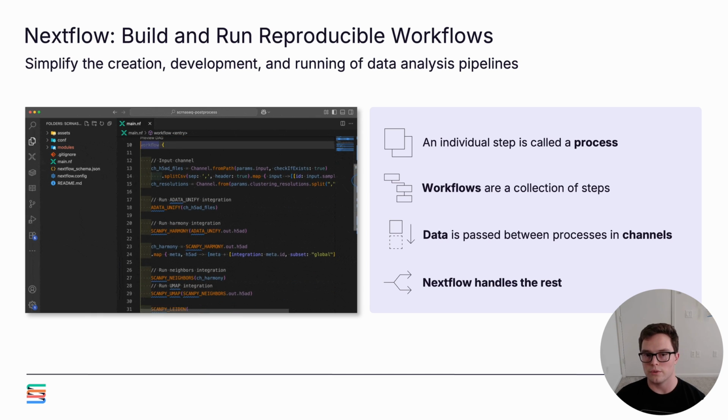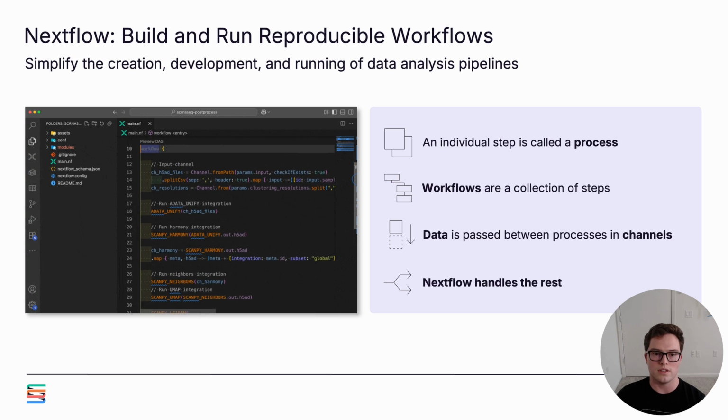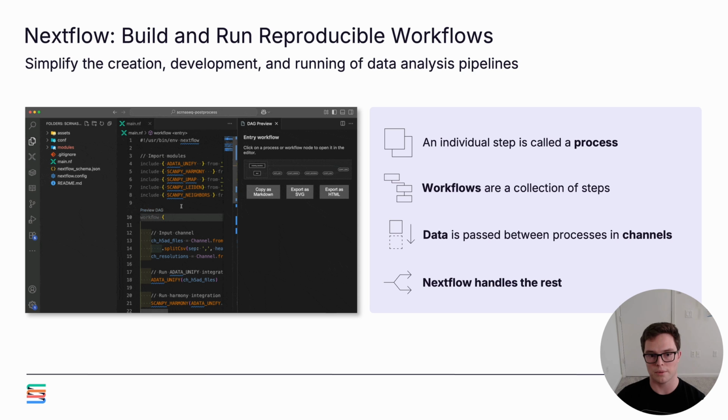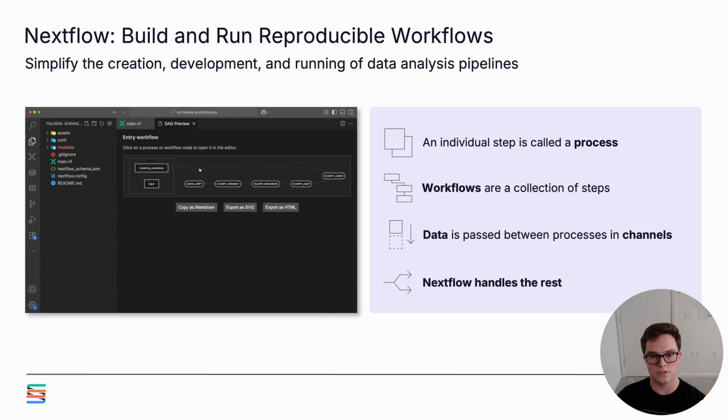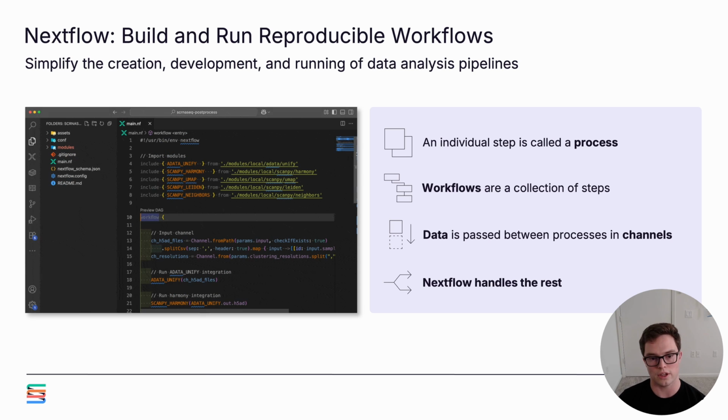So in Nextflow, you have steps in your analysis, and each step is defined as a process, and the data is passed between them via channels. You can think of this kind of like a metro map. The processes are stations along the subway, and the channels are the tracks, and the data is flowing through as the train is moving along the lines.